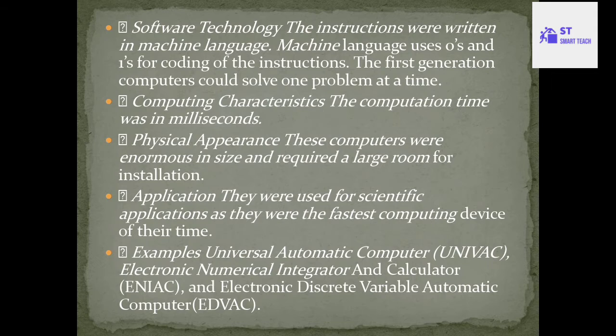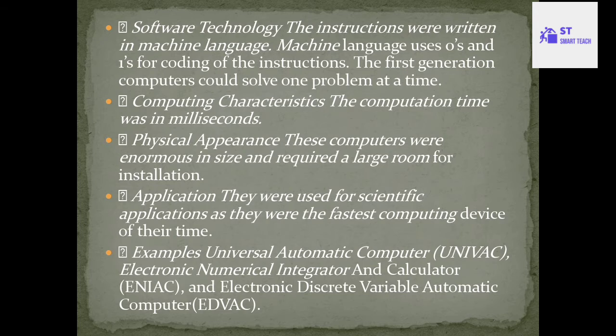So software technology: the instructions were written in machine language. Machine language is nothing but the machine understandable language. A machine can only understand zeros and ones. A computer cannot understand human language, that is the English language. The computer only understands machine language, that is nothing but zeros and ones. First generation computers could solve one problem at a time. So in the first generation of computers we can perform only one task at a time.